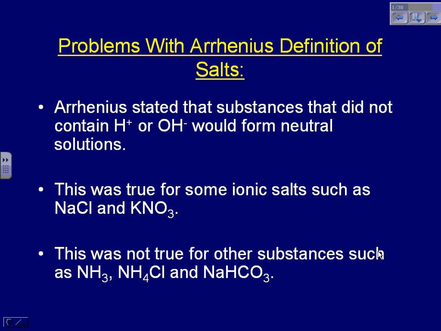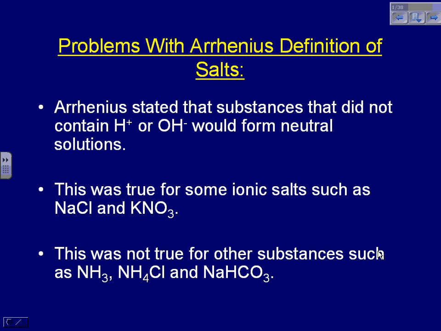Problems with the Arrhenius definitions of salts. Let's not necessarily write this down. Let's just talk about it, and we'll get to the Bronsted-Lowry theory. This is late 1800s, early 1900s. When scientists started to look at other acid-base properties of other compounds, they discovered that sometimes you could have a salt, which is an ionic compound, that when dissolved in water produced acidic or basic solutions. In other words, they did not contain any H plus or OH minus.